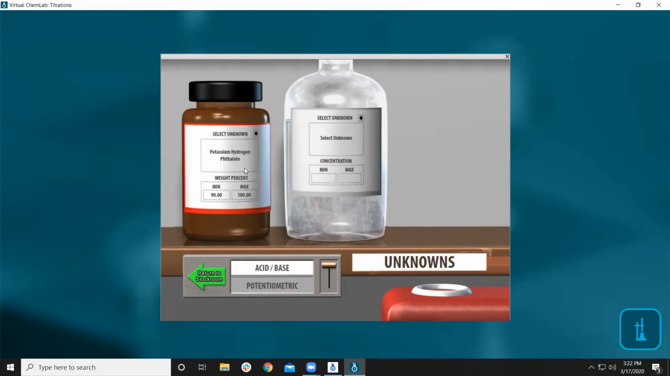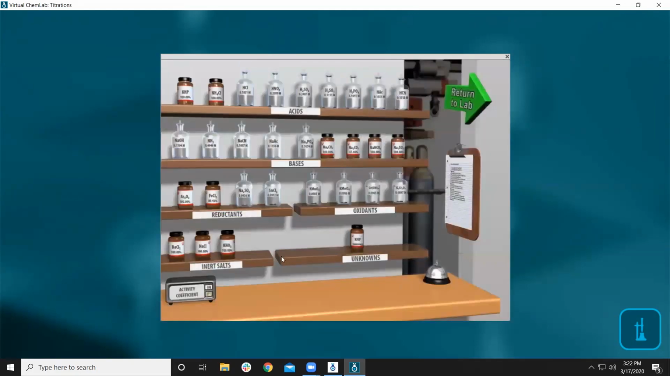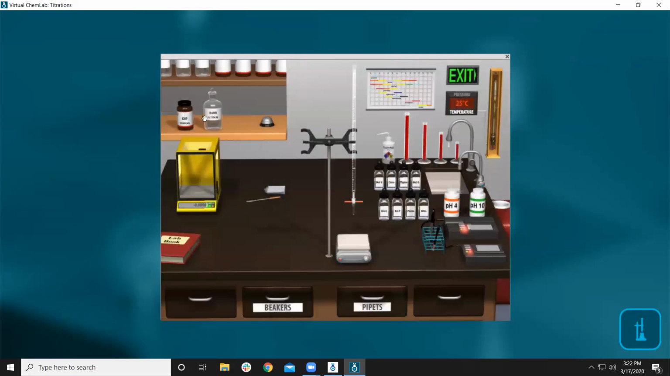It's going to be somewhere in there, and you're going to return, and it's going to give me KHP unknown, and I have no idea what it is, right? So I would come over here, and I would say, okay, I'm going to go with this known concentration of NaOH, return to the lab, and I'm going to go do this experiment.